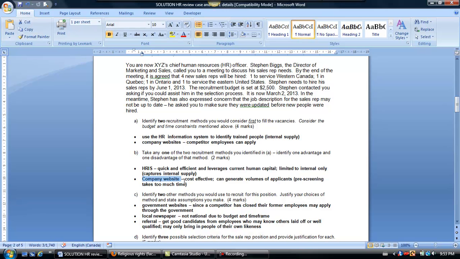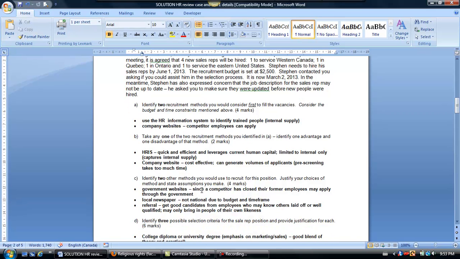Company website has the advantage that it's cost effective because you don't have to place an ad anywhere, whether it's on another online site or in a trade magazine or a newspaper. It can generate, however, a large volume of applicants, so you might have to spend a lot of time pre-screening, which might take a little bit of time, so that's a disadvantage.